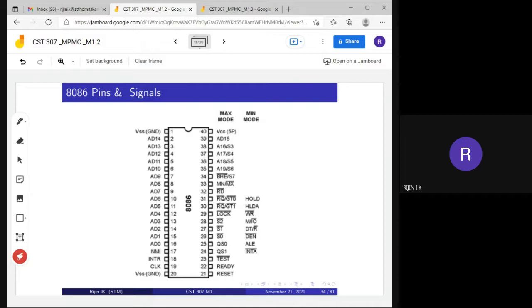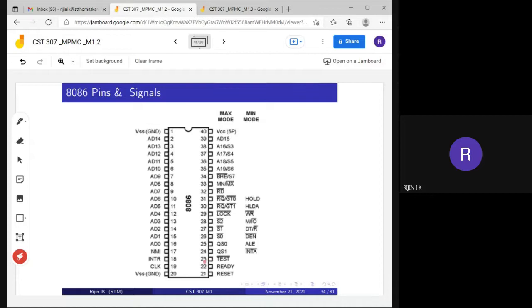First, we can discuss what are the signals that are common in minimum and maximum. As we have discussed, there are three categories: signals common to minimum and maximum mode, signals for minimum mode, and signals useful for maximum mode. So first we discuss the signals common to both. So these are the signals.